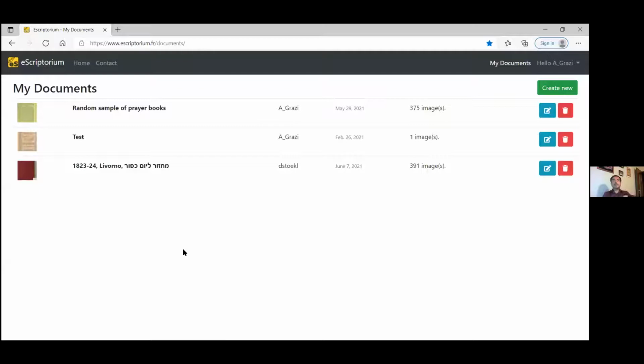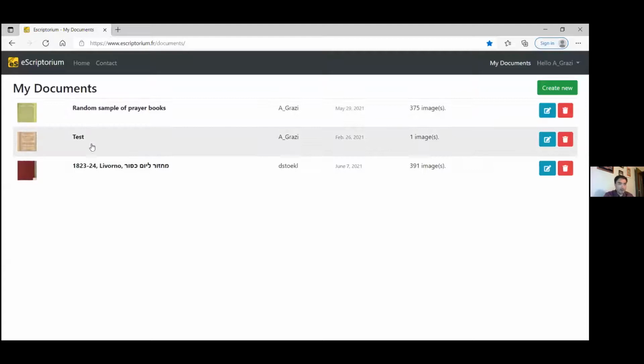So this is how my own portfolio of documents on the website eScriptorium looks like. On this platform, one can upload different images, organize them the way one wants. As you see, I have three different groups of images, which shows that I'm, as I said, in the middle of my digital approach.